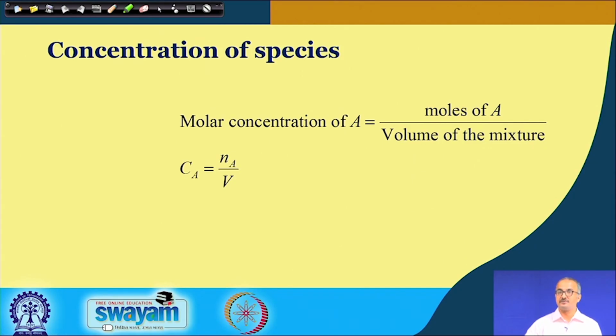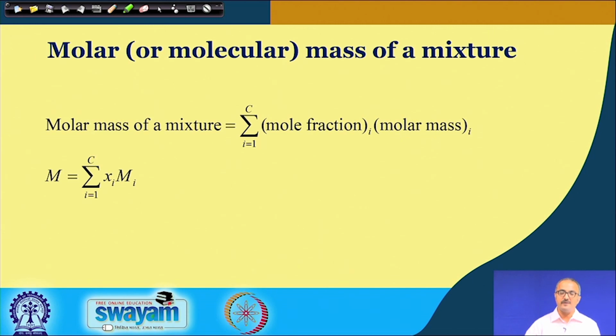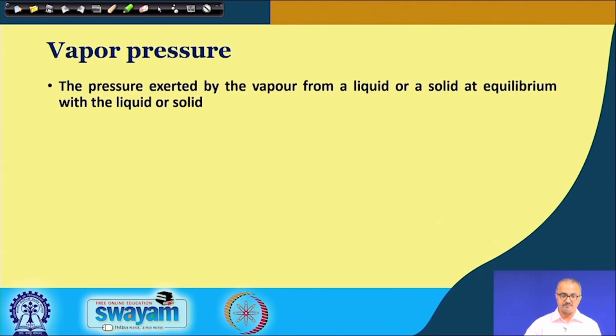So, these are some of the concentration units or various ways of representing concentration, and from these we can also find out the molar mass of a mixture, for example air. We take the summation of the product of the mole fraction and the molar mass of each species. When we do this we get the molecular mass of the particular mixture.